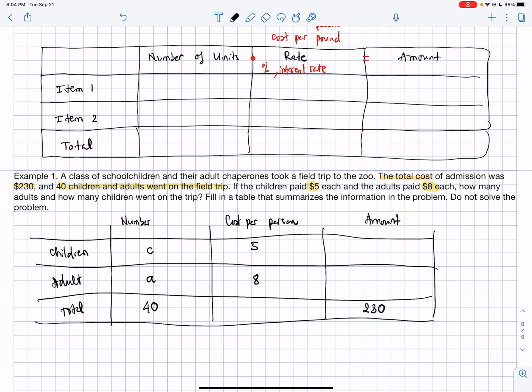So we use the formula A times 8 equal to 8A, because the number of adults times the cost for one person is the amount that the group of adults need to pay. So 5 times C is the amount the group of children need to pay.